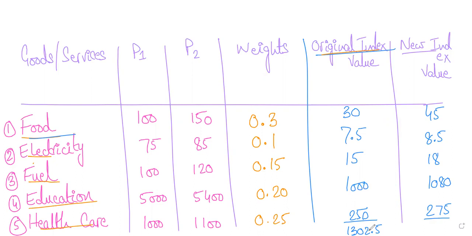And then in the second column, it turns out to be 45, 8.5, 18, 1080, and the last one goes by 275, which gives you 1426.5. Okay, is anyone clear on this? Any confusion so far? So we have calculated the original index, and we have calculated the new index value.